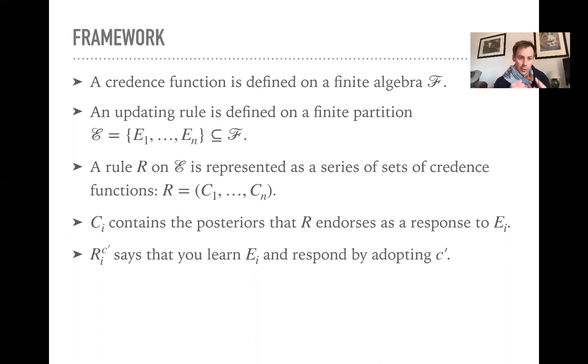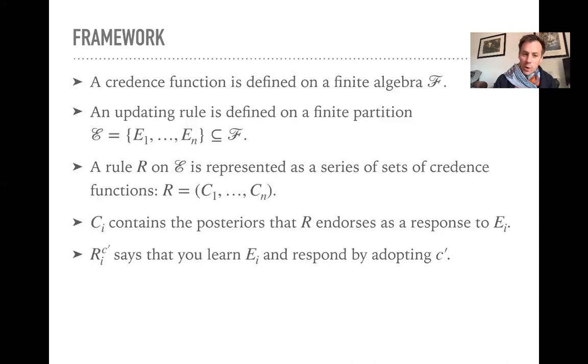An updating rule on a particular partition is represented as a series of sets of credence functions. So basically, your updating rule is going to say, look, if you learn E1, then you should adopt a credence function from set C1. If you learn evidence E2, then you should adopt a credence function from set C2, and so on and so forth. That's how we're going to represent an updating rule. So Ci contains the posteriors that R endorses as a response to Ei. And then a little bit later on, we're going to need a proposition which says, look, you learned Ei and you responded by adopting C prime, for some particular permitted response.